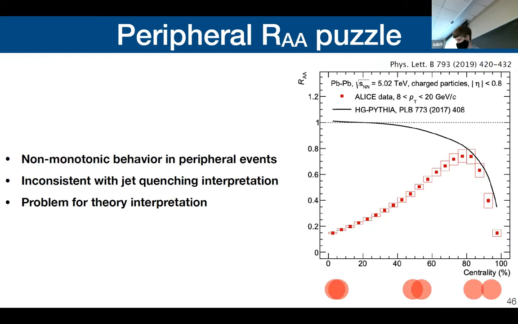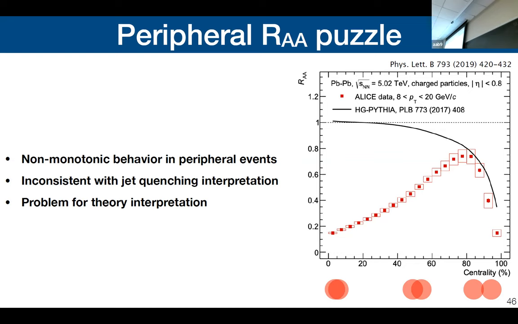And in fact, this was actually studied further by the ALICE collaboration. And so what they're plotting here is the RAA at a specific value as a function of centrality. And what they saw was in central events, there's this huge suppression, which I already mentioned, and it slowly increases. But then here, it actually turns around and goes the other way. And in the last bin, it's actually more suppressed than the most central bin.